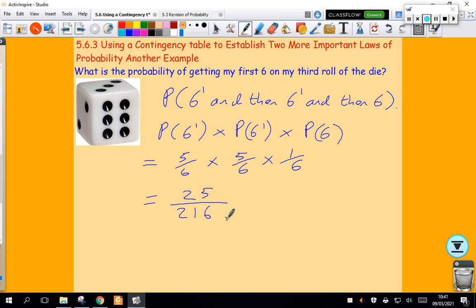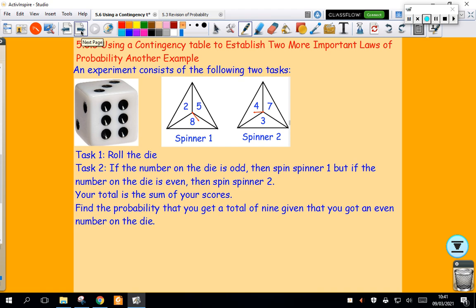That's really straightforward. Looking at a slightly more complicated example. Suppose an experiment consists of the following 2 tasks. Task 1 is to roll the die. Task 2 is to spin one of the spinners. And the rule is this: if the rolled number on the die is odd, we spin the first spinner. So odd number on the die, we get the first spinner. And if the number on the die is even, well, then we spin the second spinner. Your total is the sum of the scores on the die and the spinner.